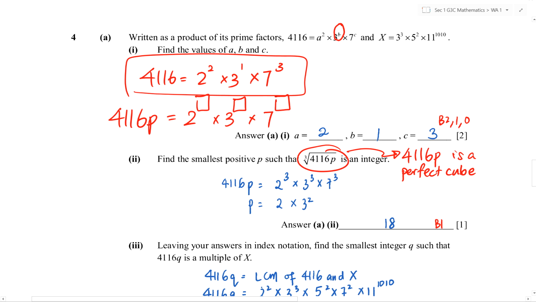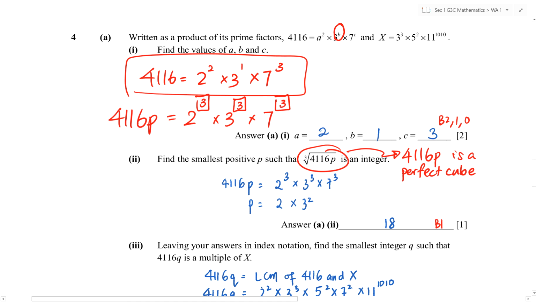What should the powers of all these prime numbers be? What is the power for the factor 2? How many should we see? 3 of them. How about the factor 3? What is the power? Again, it must be 3. It's a perfect cube. And for 7, what is the power? Again, it must be 3.